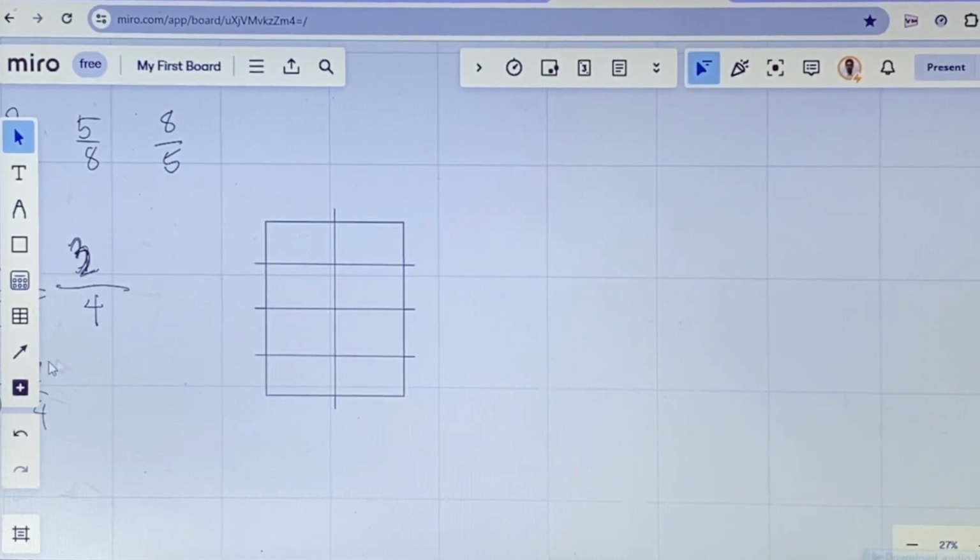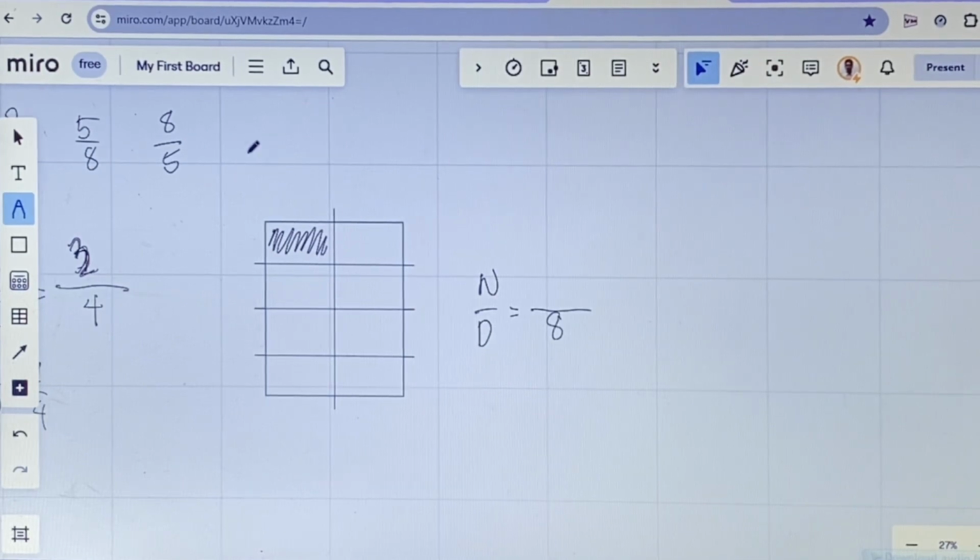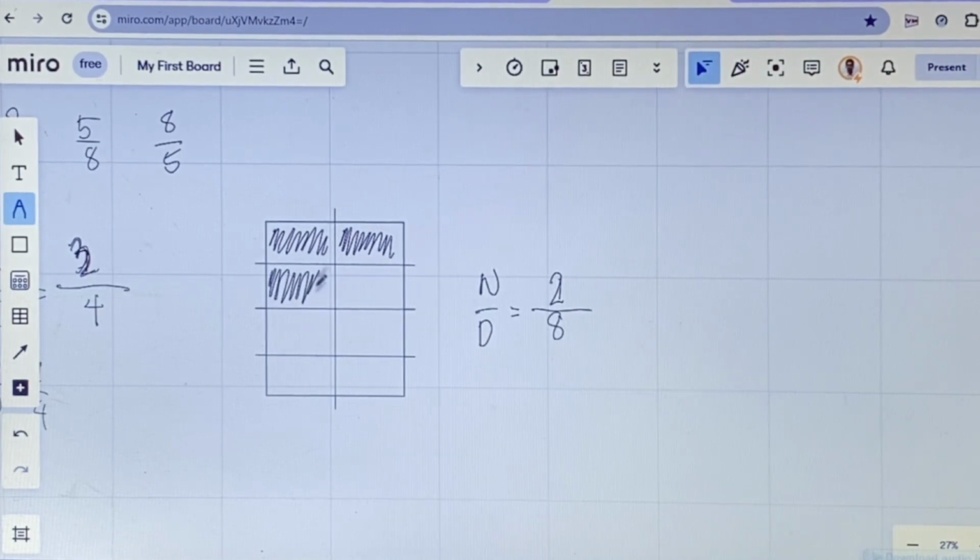So if you have the n over d, or we can say the numerator over denominator, the denominator would be the total number of equal parts. So 1, 2, 3, 4, 5, 6, 7, 8. So we got 8. And let's say we're talking about the shaded parts. Right now, we got 1 shaded part out of 8. Or we can say 1/8. Okay? Now what if there are 2 of them? Instead of 1, this will become 2, so 2/8.